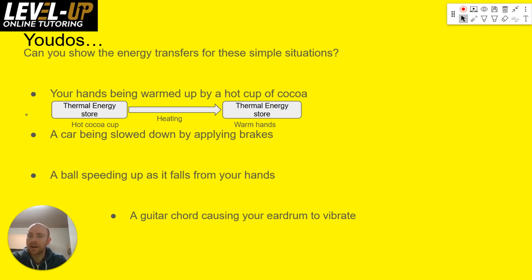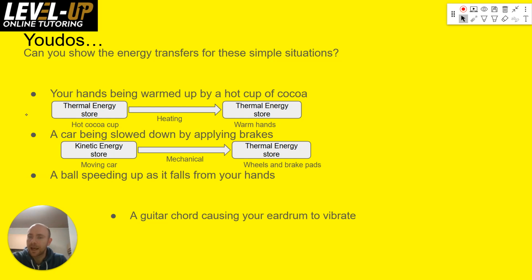A car slowing down by applying brakes, a slightly harder one. Well, it starts off with a kinetic energy and it ends up without kinetic energy. But where does that energy go? It cannot be created or destroyed. Importantly, it cannot be destroyed. So it must have gone somewhere. And in the case of anything stopping, it's going to be producing possibly a little bit of sound, but mostly thermal energy.